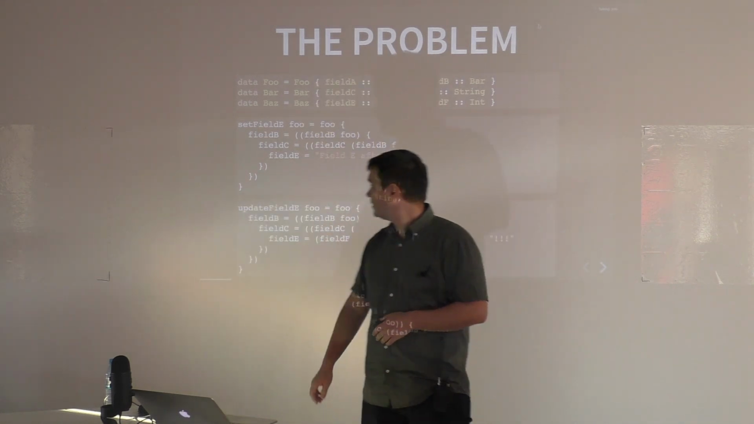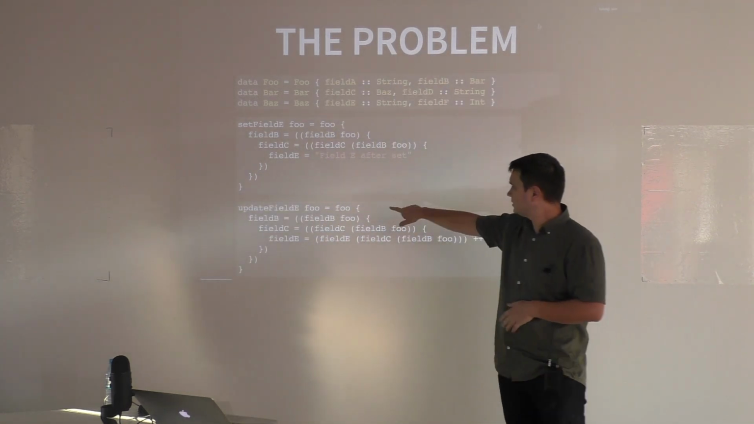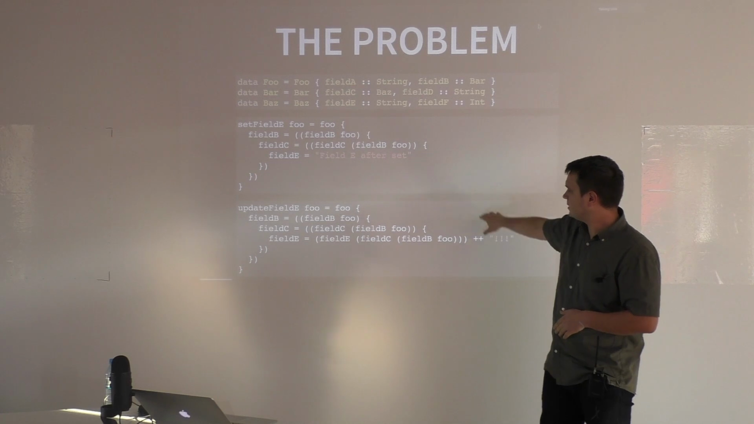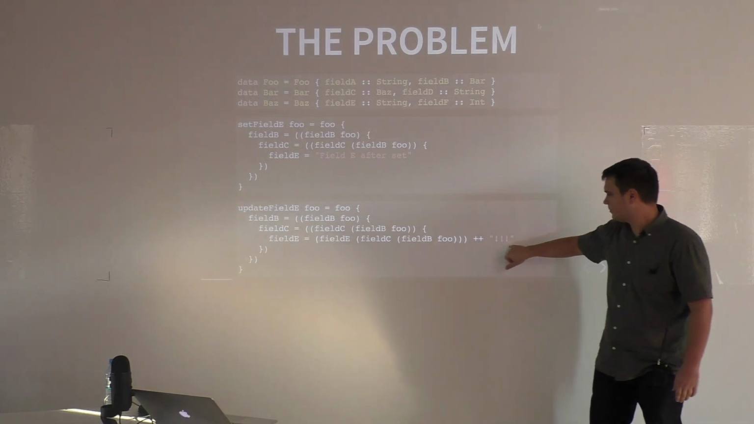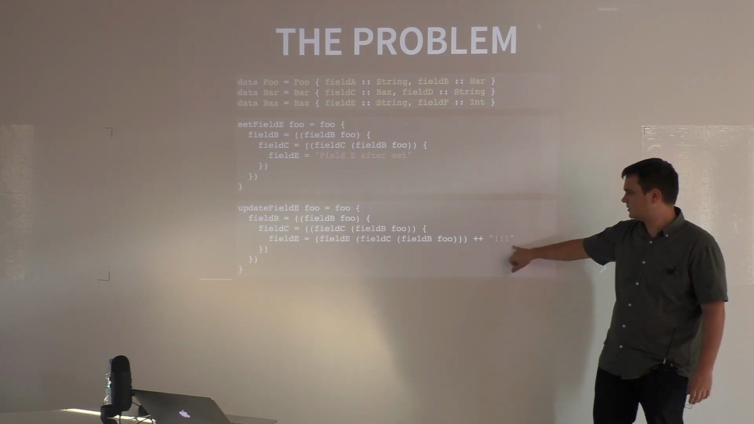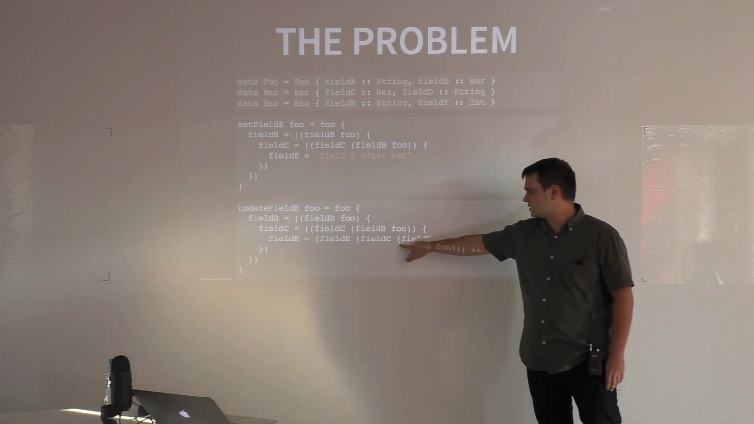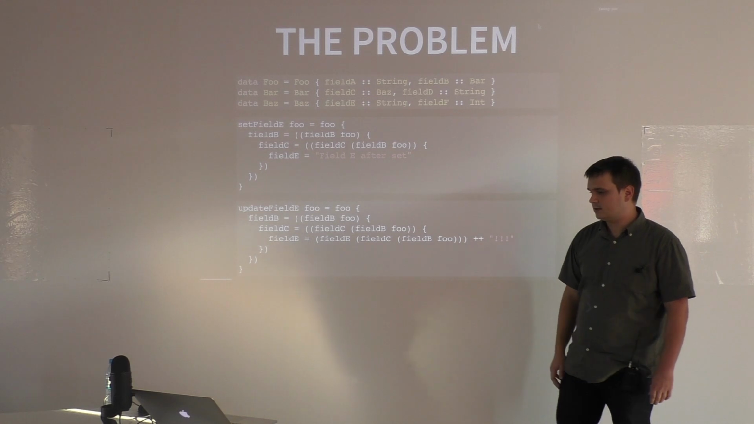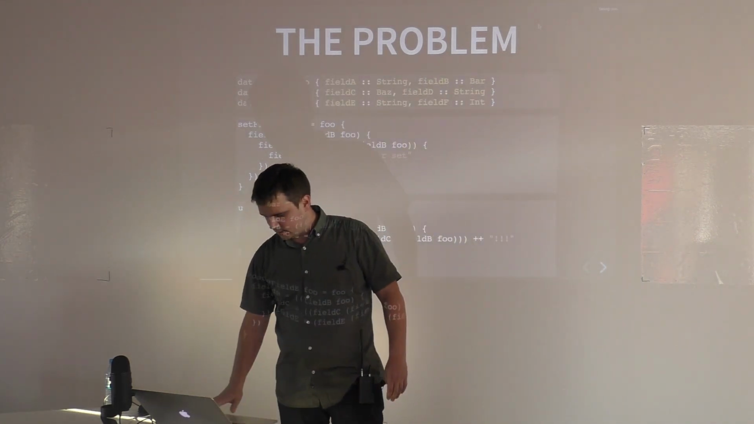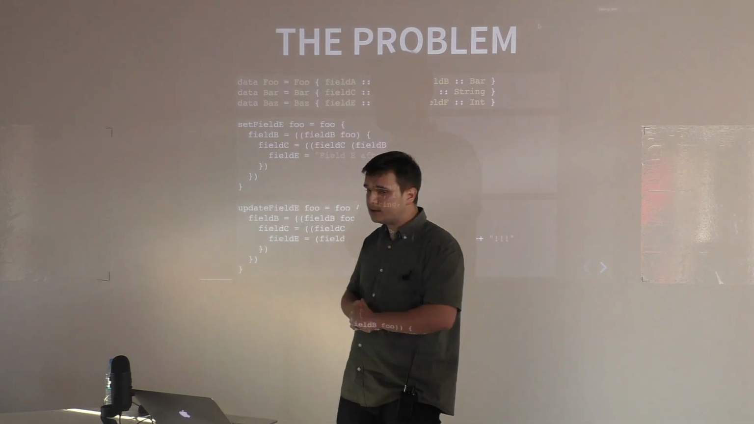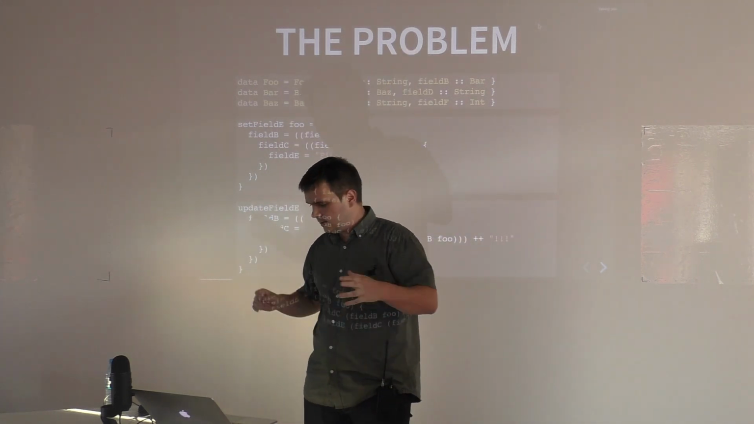An example of that will be updating this field. Quite a similar case, but we just want to update it, for example, add 3 exclamation marks at the end. So it just gets worse, and that's not the way to handle our code. So how can we deal with that?